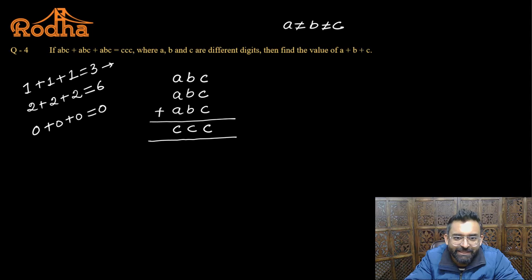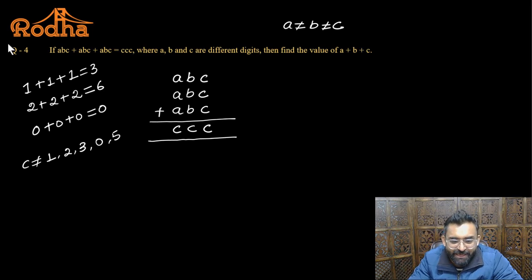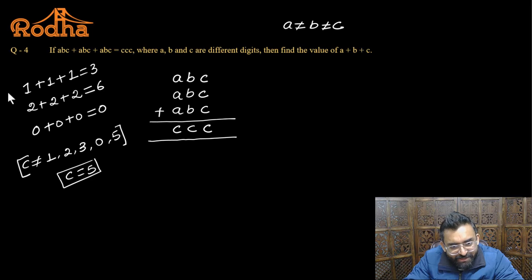This cannot be, C cannot be 3. That means C cannot be 1, C cannot be 2, C cannot be 3, C cannot be 0 obviously. C can be 5. Yes, C can be 5. That is a lone possibility, because if you write 6, 6, 6, it's going to be 18, not the same digit I'm getting. I should get C here again. So we have to understand this particular direction, that there is only one possible value for C. This is 5. No other digit is possible for C.